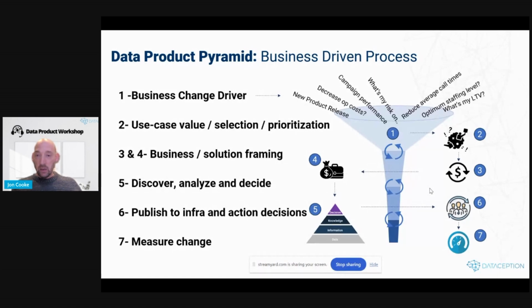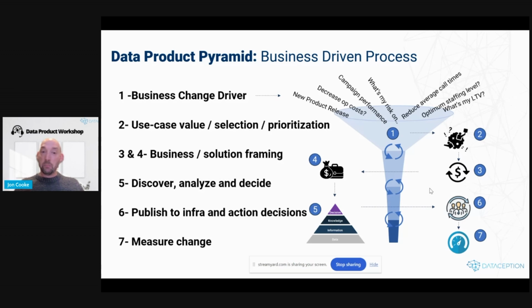So we have the business change drive at the top. It's basically a big funnel, which is all the things the business potentially wants to do. That could be proactive, or part of a strategy, or it could be reactive, and we'll go into that a little later: something has happened to their business or their market. We fill the top end of the funnel, go down, then do use case prioritization, selection, and value. So we find the right ones to do.